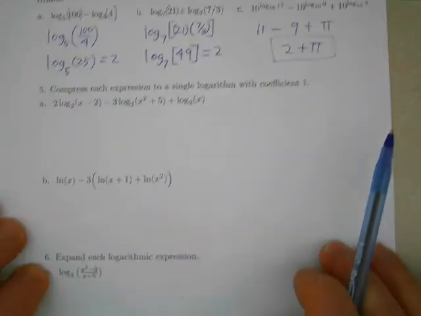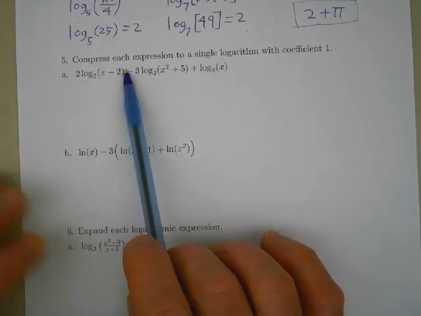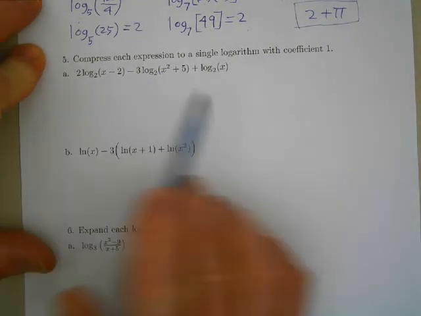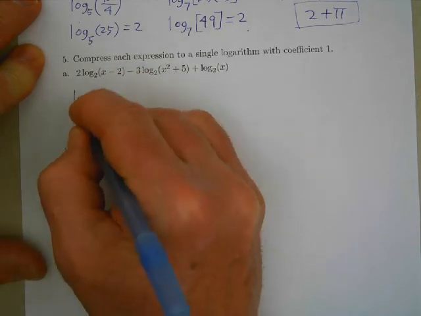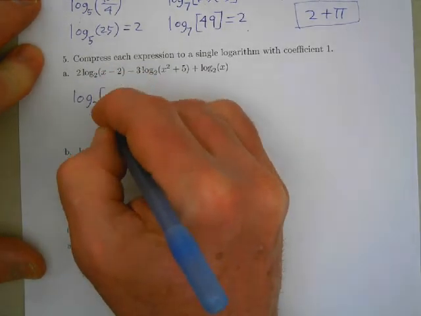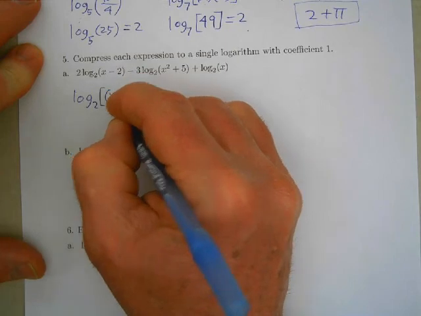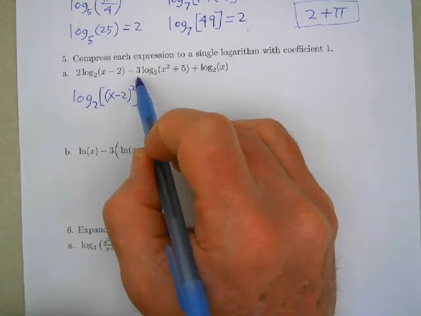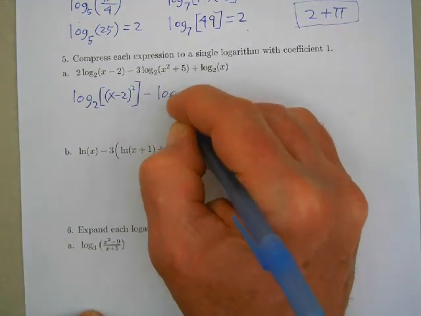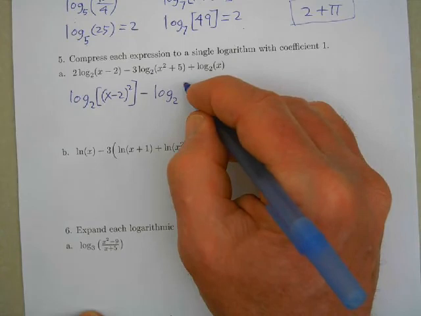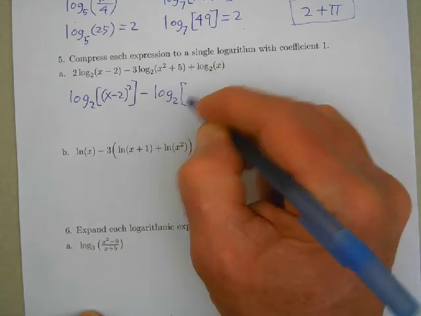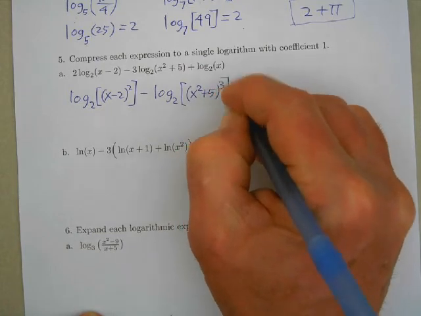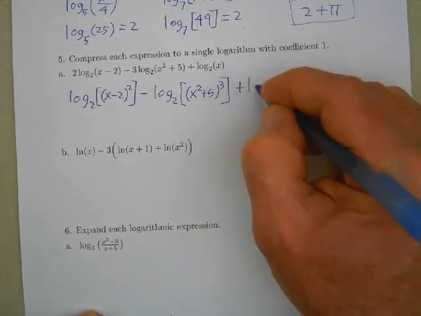Okay, in the next few exercises, we're going to compress each expression into a single logarithm with a coefficient of 1. So on this one, 2 times log base 2 of x minus 2, we write that as log base 2 of x minus 2 squared. And then minus, instead of minus 3 times log base 2 of x squared plus 5, we're going to write it as minus log base 2 of the quantity x squared plus 5 to the third. And then plus, this one doesn't change for now.